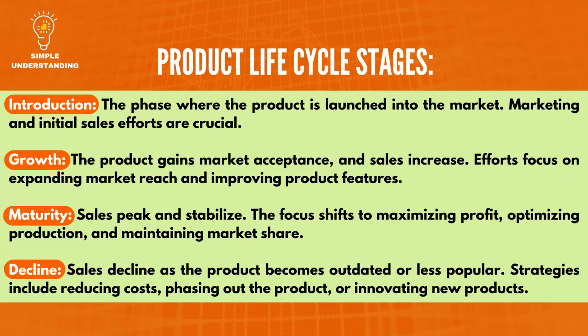2. Product life cycle stages. Introduction. The phase where the product is launched into the market. Marketing and initial sales efforts are crucial. Growth. The product gains market acceptance and sales increase. Efforts focus on expanding market reach and improving product features. Maturity. Sales peak and stabilize. The focus shifts to maximizing profit, optimizing production, and maintaining market share. Decline. Sales decline as the product becomes outdated or less popular. Strategies include reducing costs, phasing out the product, or innovating new products.